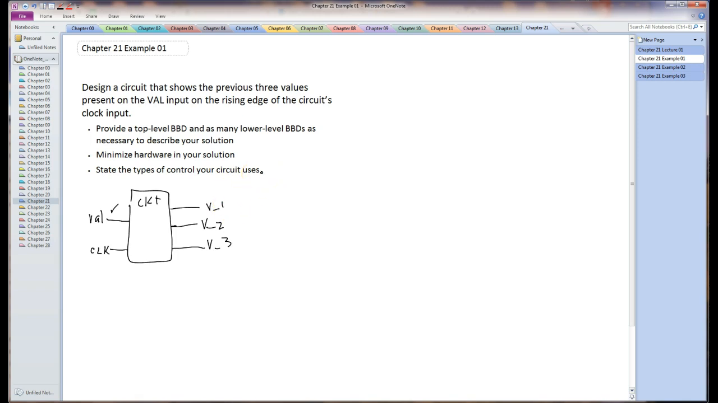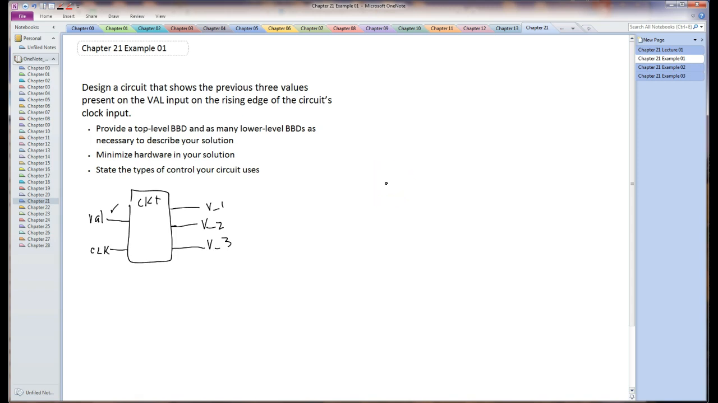previous 3 inputs. Now this is somewhat of a classic circuit, or the solution is somewhat classic. You see it quite a bit in digital design. Essentially the only way I can show the 3 previous values is to store them. In this underlying circuit we necessarily need 3 flip-flops. So let's go ahead and draw that.